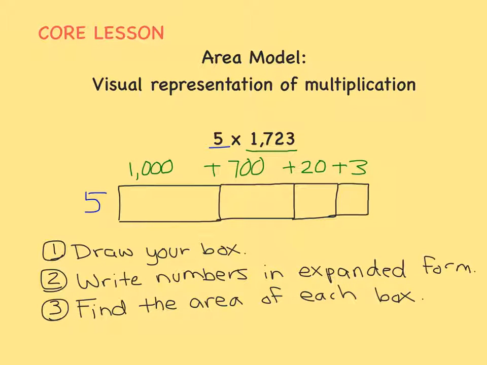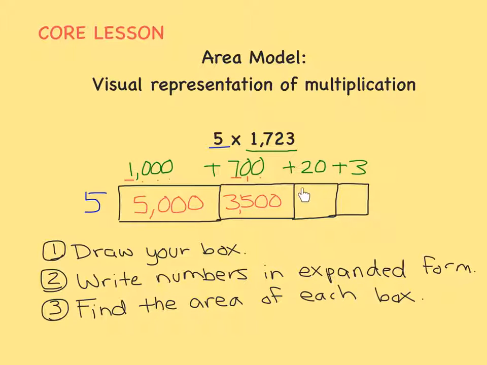To find the area of the first box right here, we are going to multiply 5 times 1,000. 5 times 1 equals 5. And don't forget those 3 zeros. 5 times 1,000 equals 5,000. Let's find the area of the next box. Well, to the left I see a 5, and above it I see 700. So let's do 5 times 700. Well, 5 times 7 equals 35. And don't forget those 2 zeros. 5 times 700 equals 3,500.